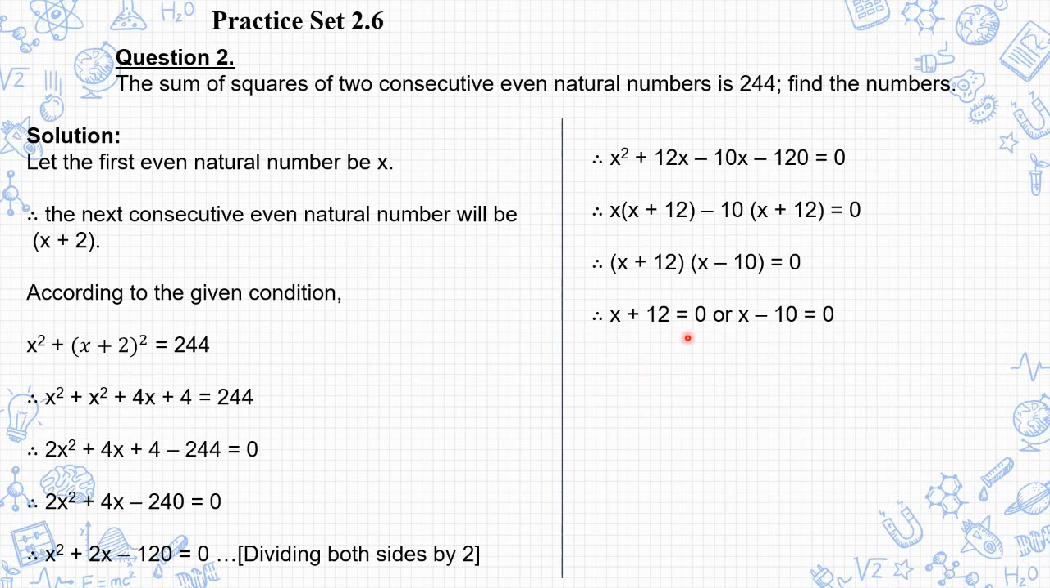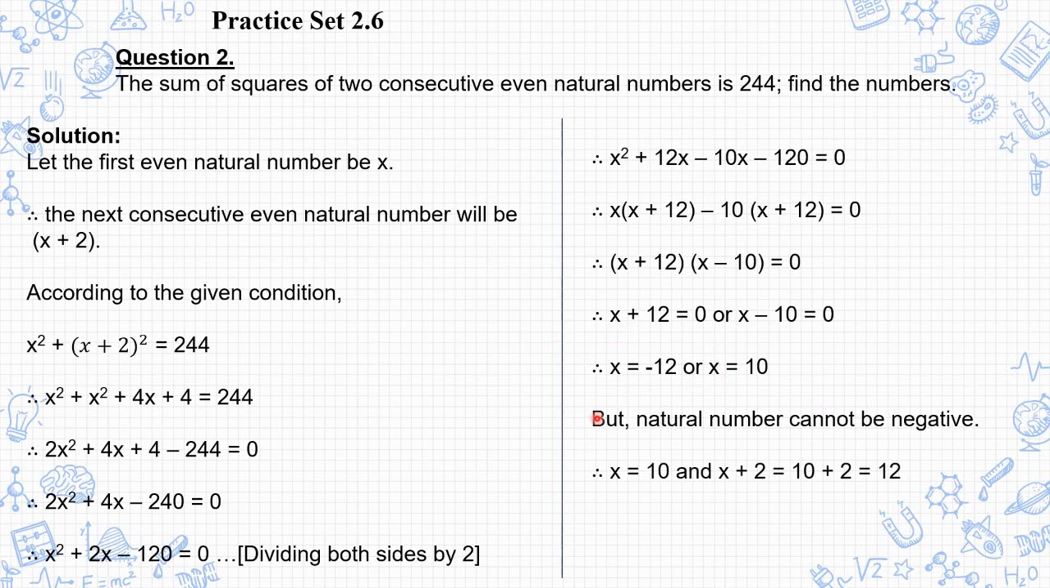In both the cases, in the first case, if I take plus 12 to the other side, you will get minus 12. And in the second case, if you take minus 10 to the other side, you'll get plus 10. So x is minus 12 or x is plus 10. But natural numbers can never be negative, so we can discard this x is equal to minus 12.